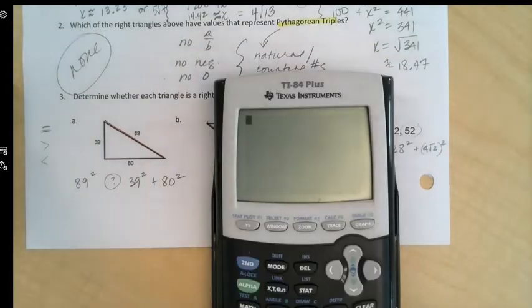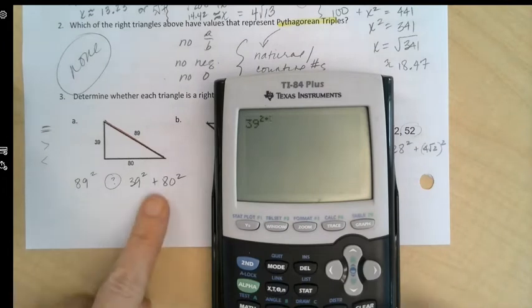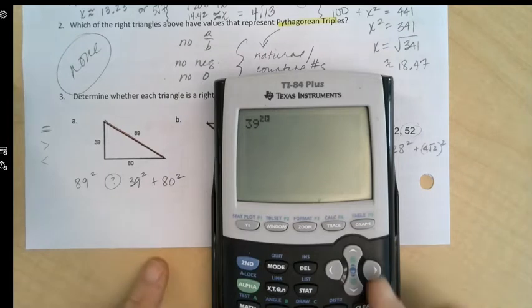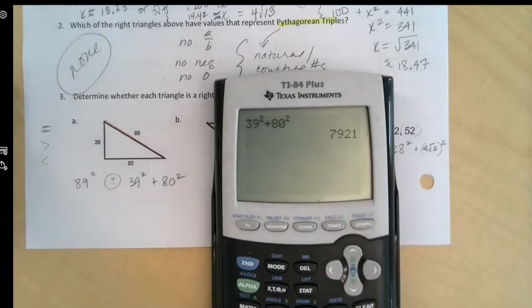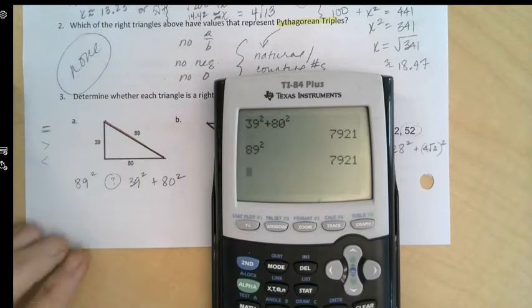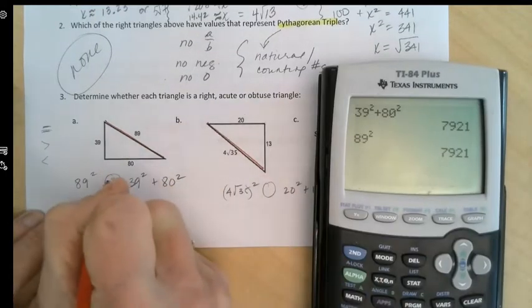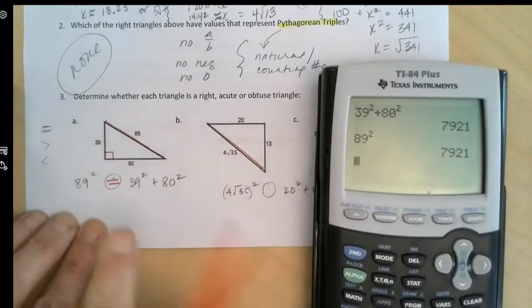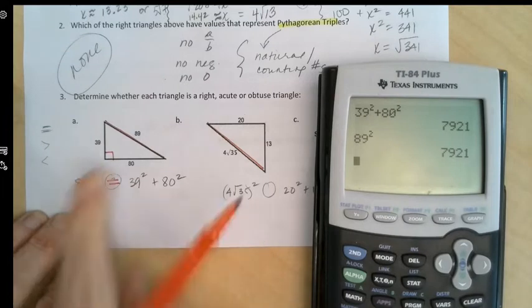All right, so if I have 39 squared, make sure you arrow out, plus 80 squared, that has a value of 89 squared. Uh-oh, what kind of triangle is it? Once I know these are equal, I know that's a right triangle.